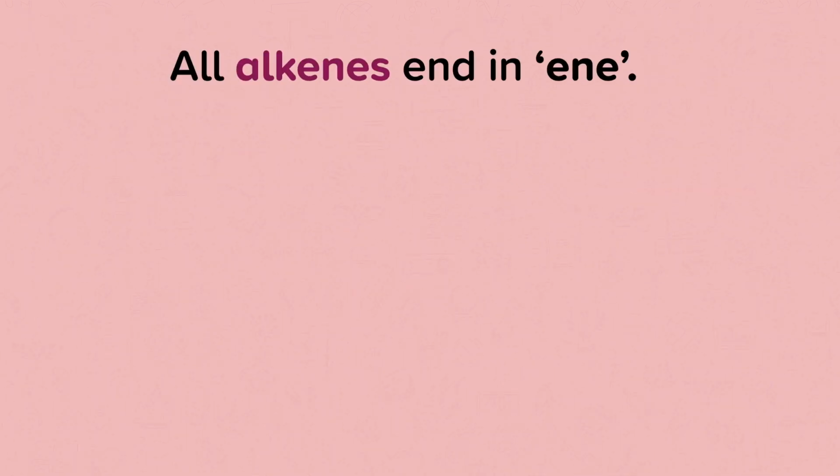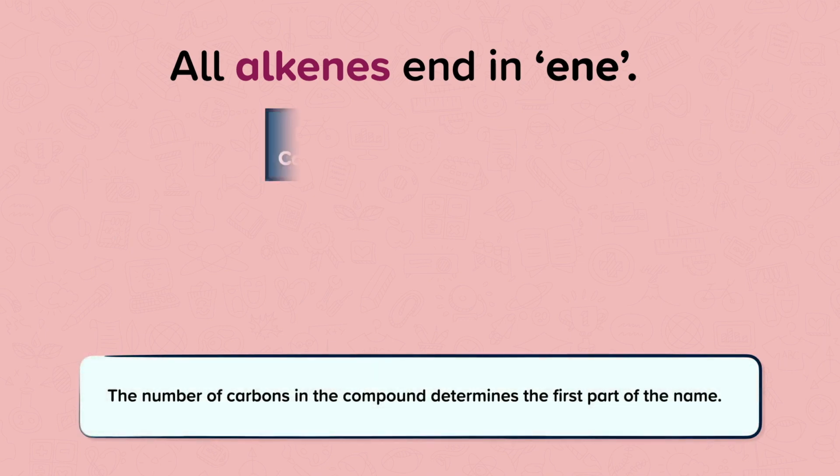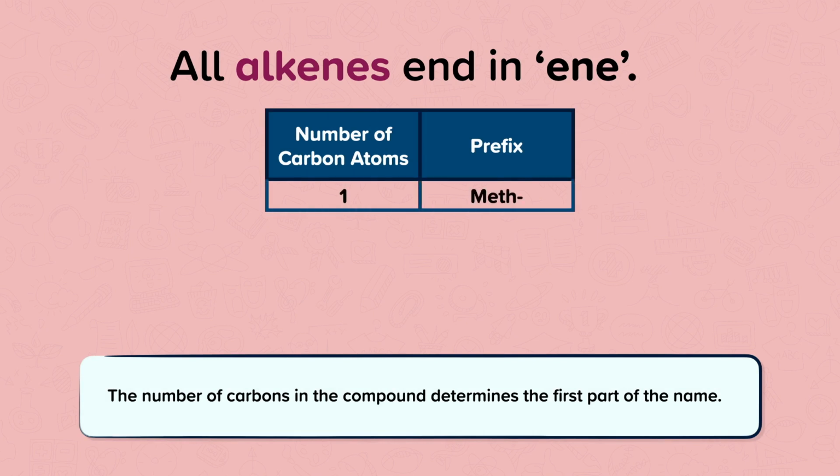All alkenes end in -ene, so we know that compounds ending in -ene contain at least one double covalent bond between carbon atoms. The number of carbon atoms in the compound determines the first part of the name. This is also called the prefix. The prefix tells you how many carbon atoms are present in the alkene.